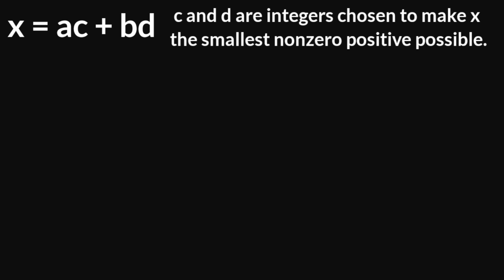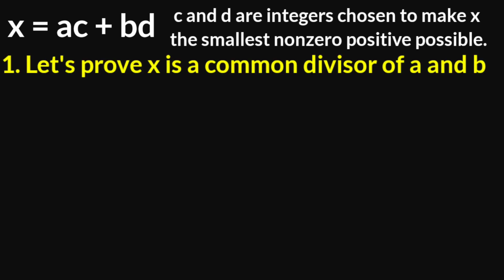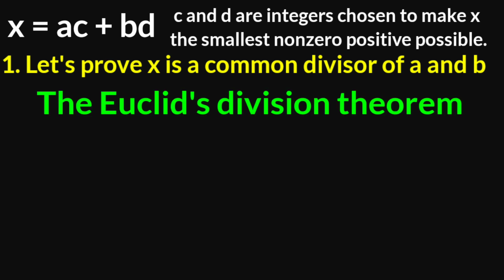To make the proof, we will first have to prove that x is a common divisor between a and b. To prove x is a common divisor of a and b, we prove x divides a, then we prove x divides b. To do it, we're going to use something we proved minutes ago, the Euclid's division theorem. That's the beauty of proofs. Everything you previously proved can become a lemma or a theorem, a useful statement that you're sure is true and you will use to prove even more.